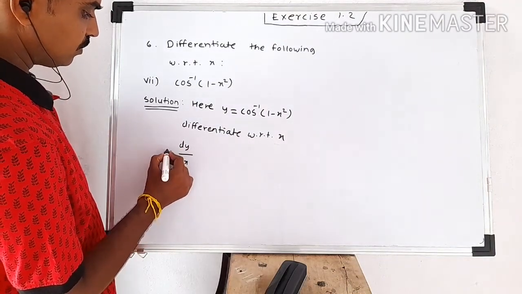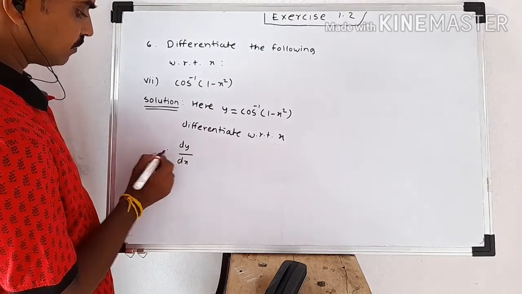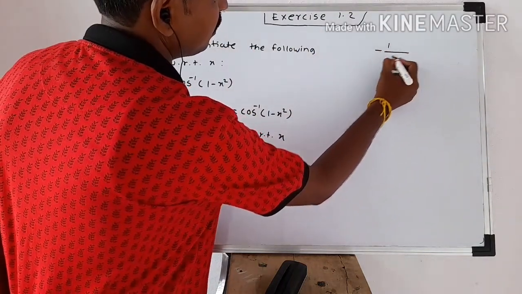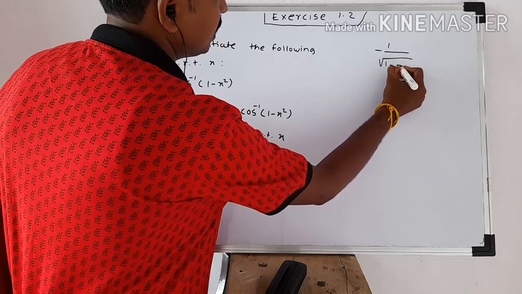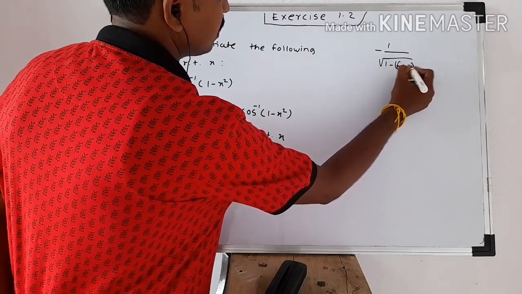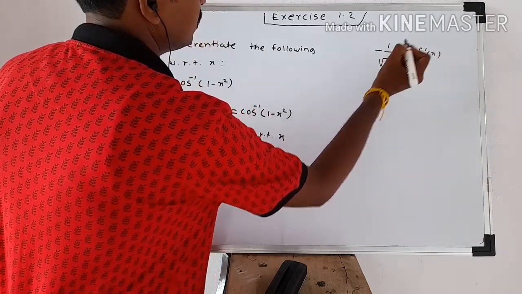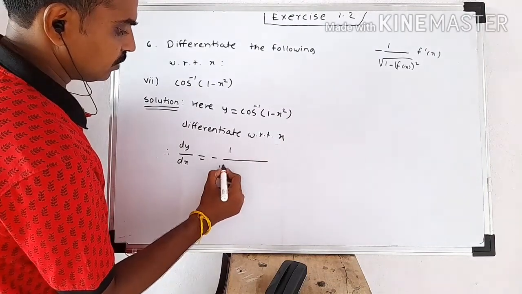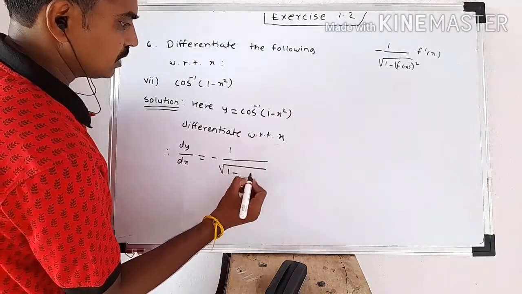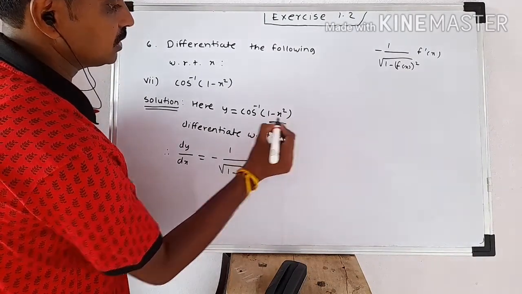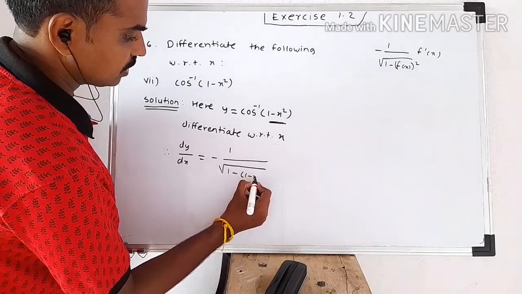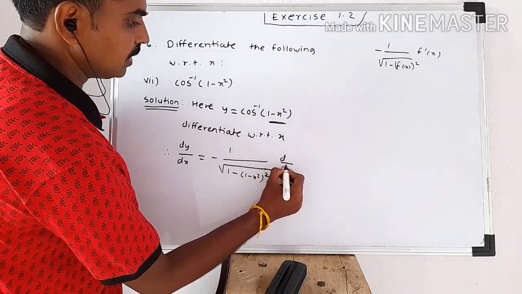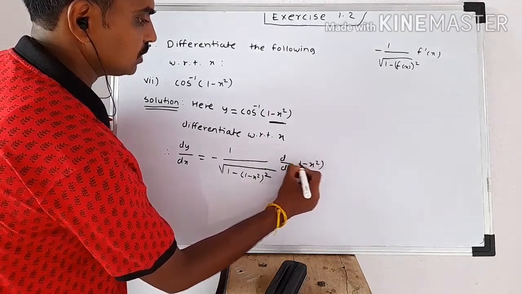Therefore the derivative of y with respect to x, our direct derivative, will be by using the cos inverse of f of x formula. What is the derivative of cos inverse of x? Minus 1 divided by root sign 1 minus f of x square into f dash of x. Now see this formula, we can differentiate this function. Minus 1 divided by root sign 1 minus, what is f of x here? f of x is this bracketed term, that is 1 minus x square is f of x. So 1 minus f of x square into dy by dx of f of x, where 1 minus x square is f of x.